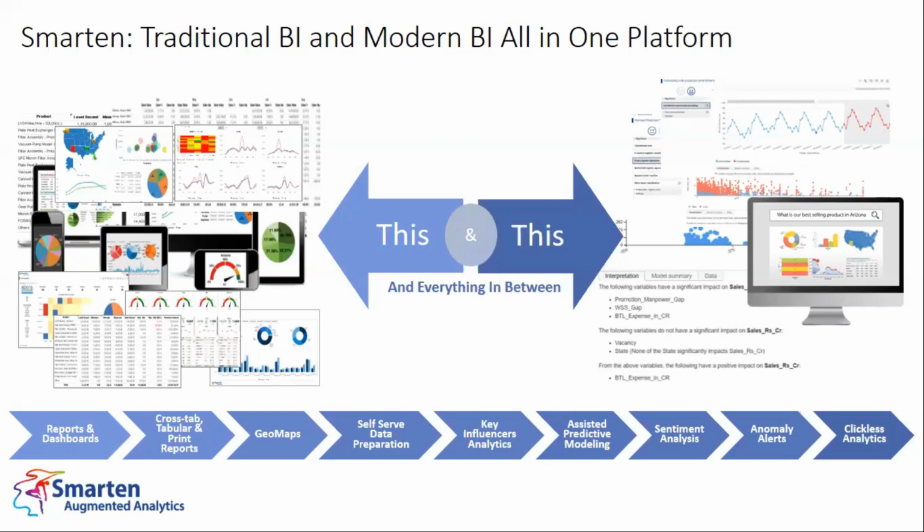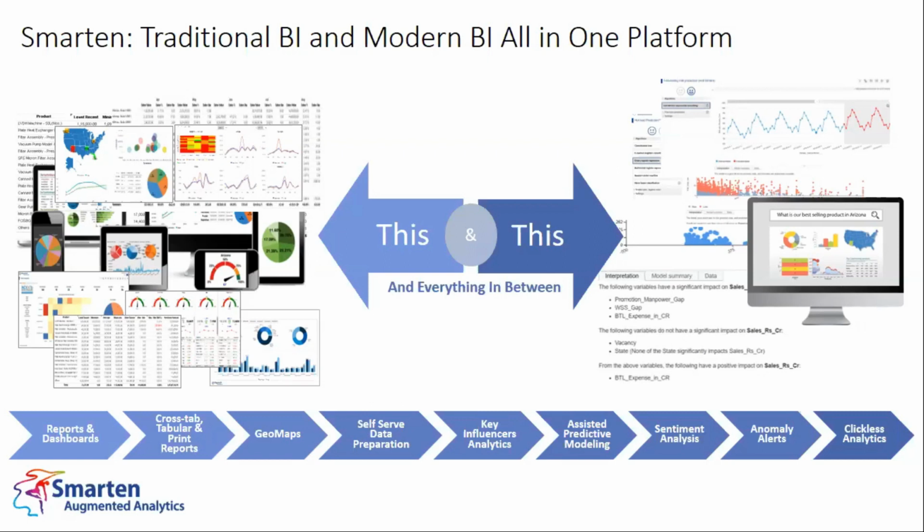Then we have geomaps, self-serve data preparation, key influencer analytics, assisted predictive modeling, which allows users to create, share, and use predictive use cases without writing any statistical algorithm. We have also released sentiment analysis. In our upcoming version, we are also going to release anomaly alerts, and we will keep you posted regarding the same. In anomaly alerts, the system would automatically identify the anomaly within the data, and it will notify the users.